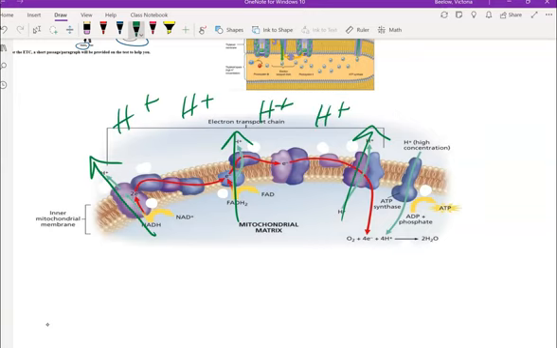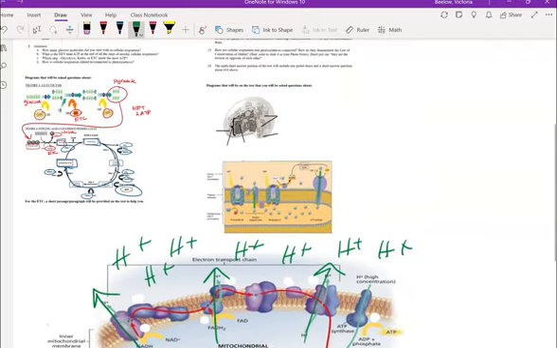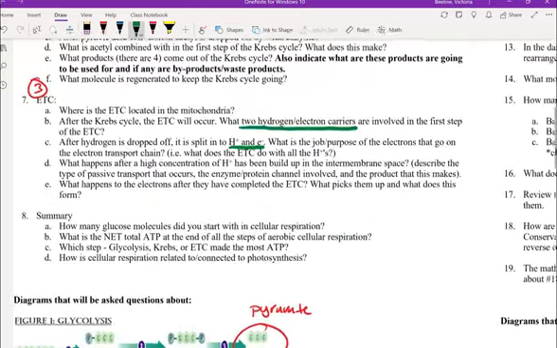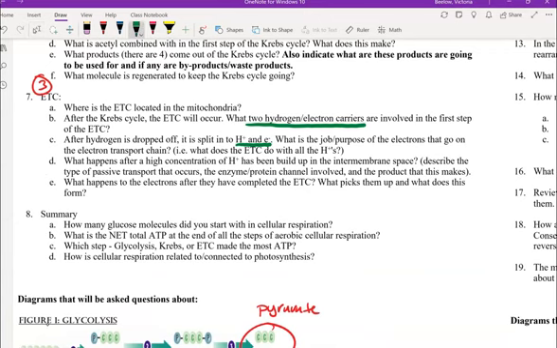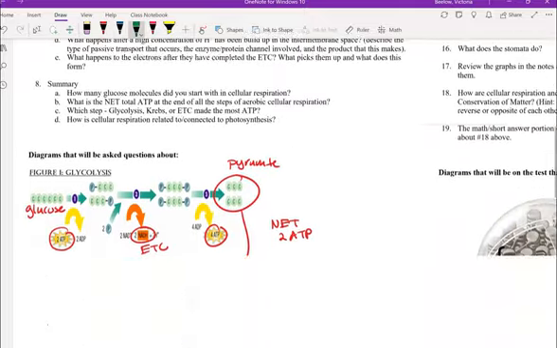So the ETC is an active pump. Those electrons have energy. That energy is being used to actively pump and push the H plus into this space here. So that is the job or purpose of the electrons. They are going to actively pump the H plus. And then what happens once we've built up all of that H plus in that space?